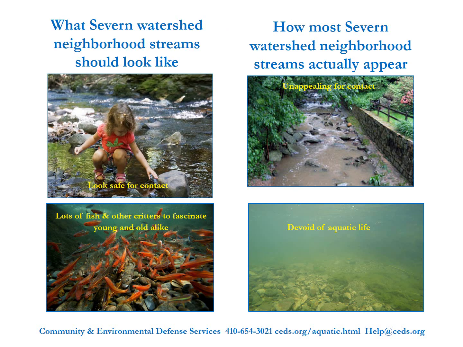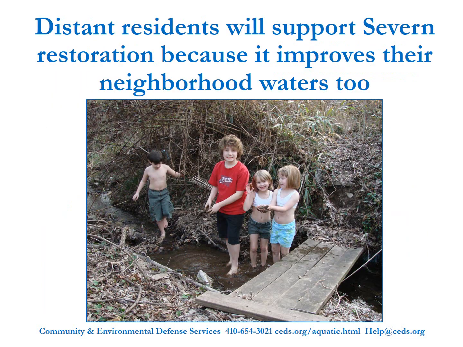So on the left, you see pictures of what a Severn River watershed neighborhood stream should look like. It should look nice and clear and clean, safe enough for a kid to play in. There should be lots of fish and other critters in the stream to fascinate this kid and her parents. Unfortunately, this is what most Severn River watershed neighborhood streams actually look like. They don't look like something you'd want your kid playing in, and there's very little aquatic life in the stream for the kid to go after anyway.